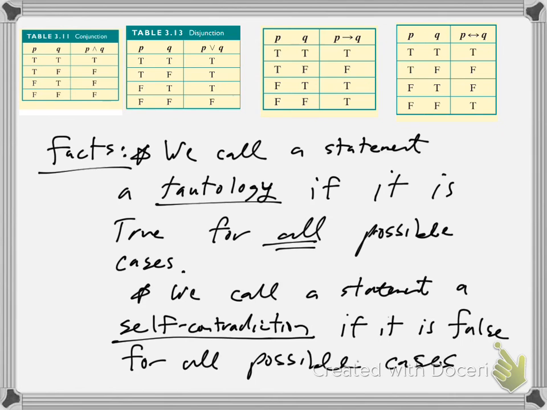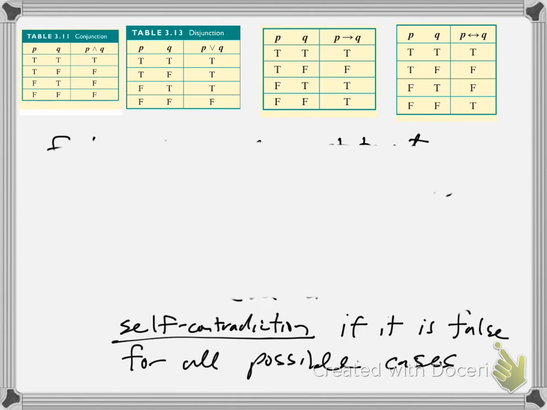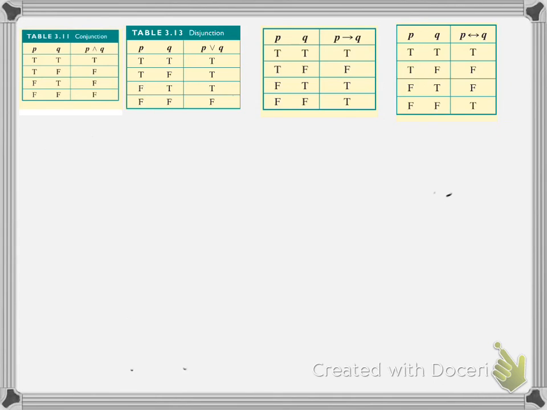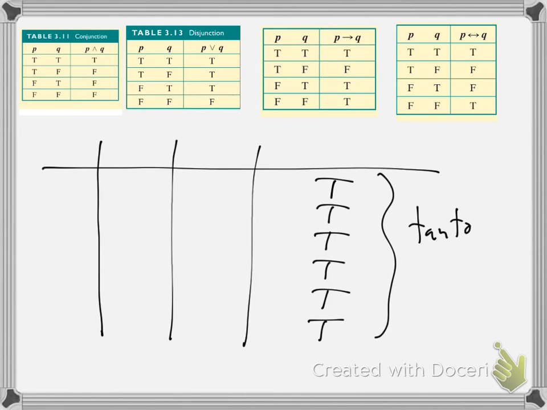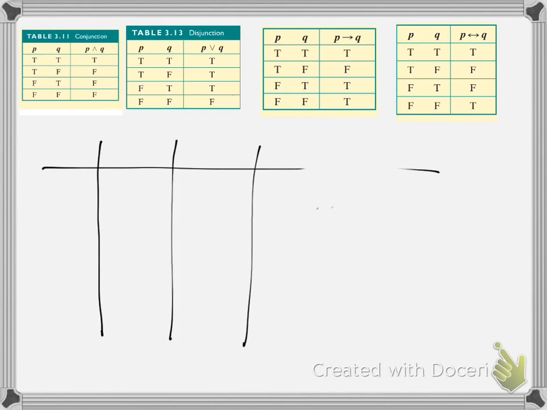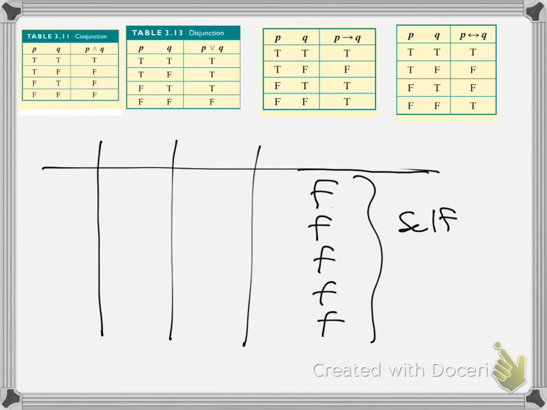The way you tell a tautology is if you make your truth table like we have been doing. If you build your truth table with a bunch of columns, and you get to your final step and it's all truths, that's a tautology. It has to be all truths when you get to your final step. Now if I made that same table, did the whole thing, and got all falses at the end, that would be a self-contradiction.